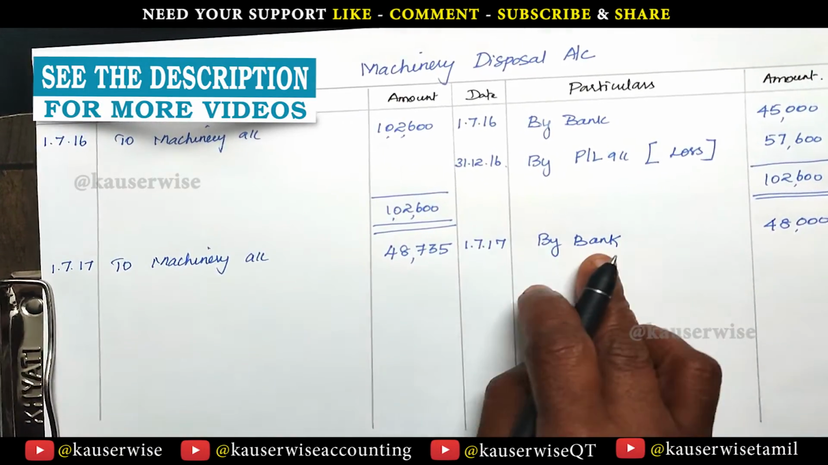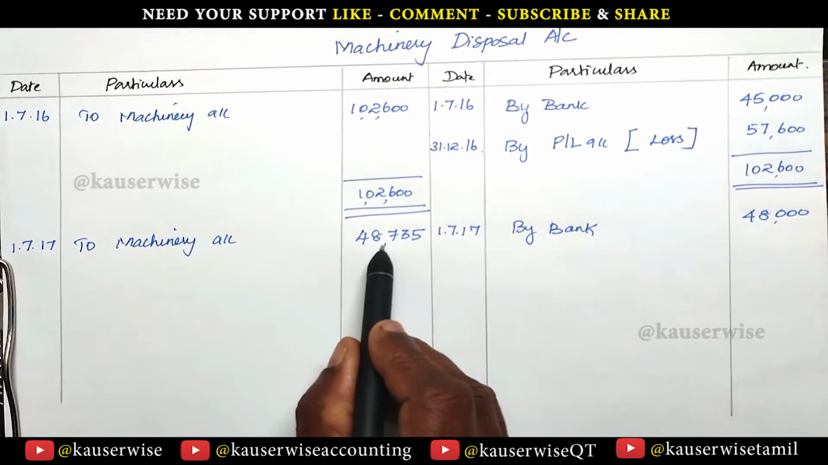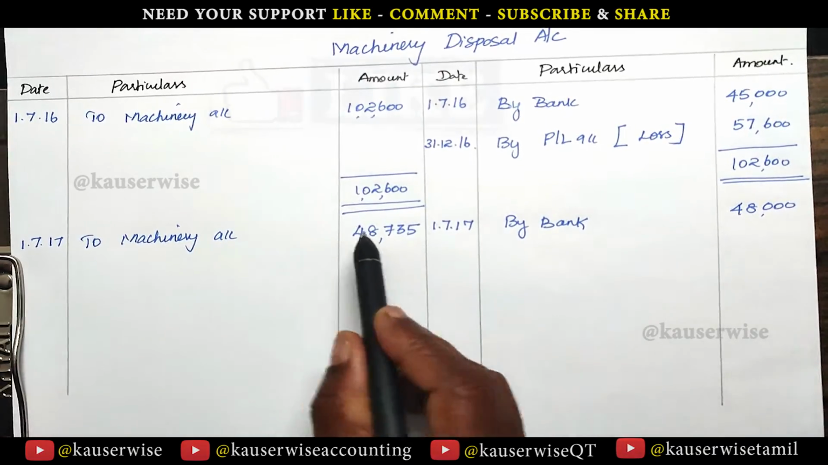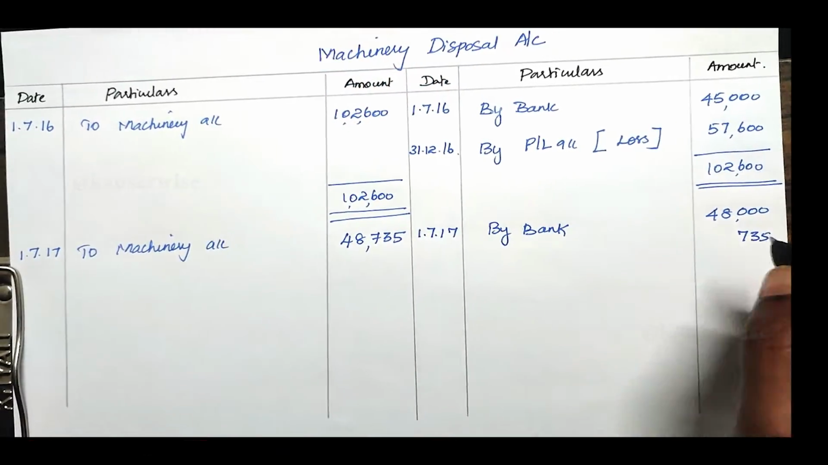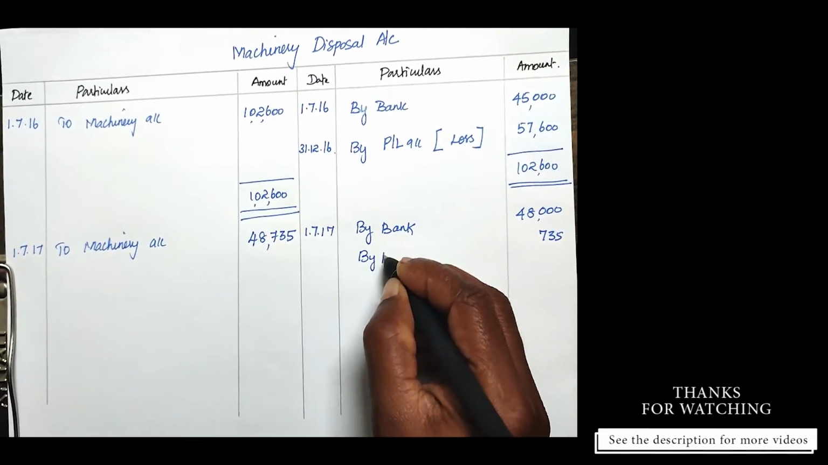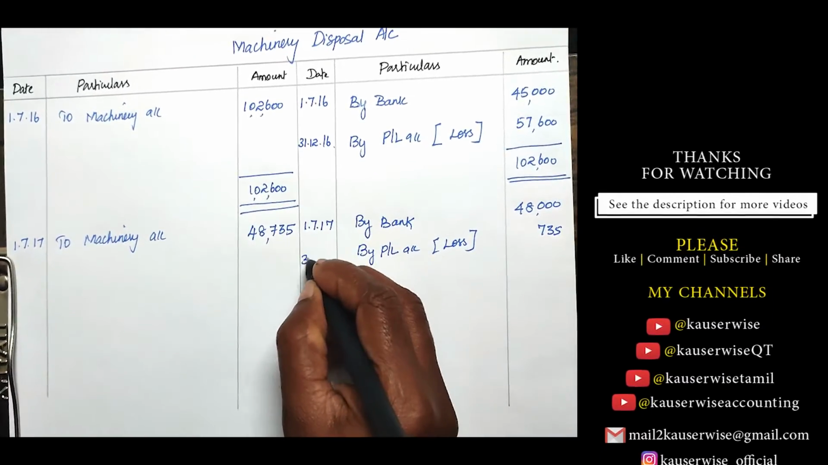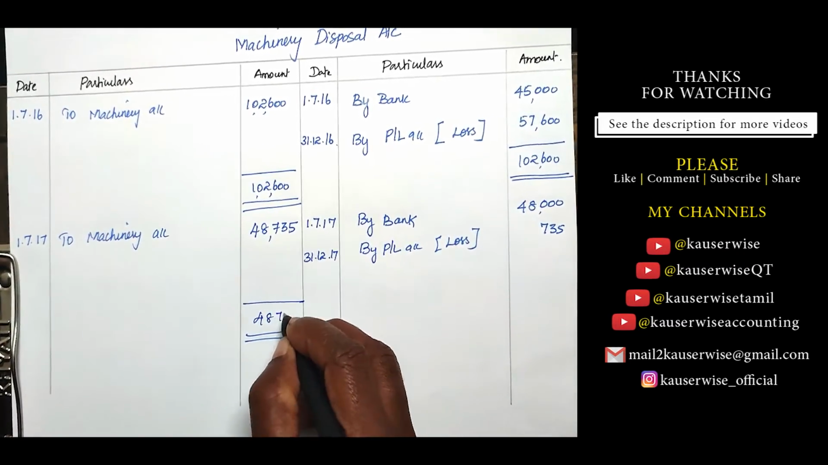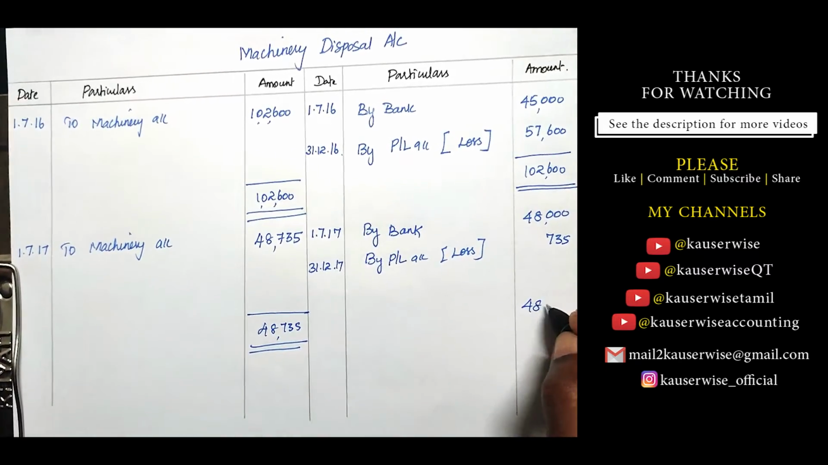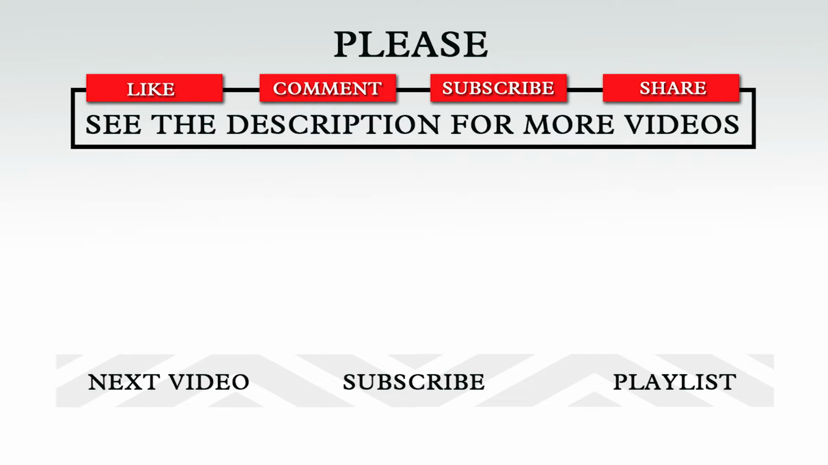So what is the entry? Bank account debit to machinery disposal account on the same day 48,000. Actual value of the machine 48,735 but sold for 48,000. What is the difference? 735. So this is loss. This will be transferred to profit and loss account at the end of the year, that is on 31st December 17. That's all. So this is the way to prepare machinery account and machinery disposal account when provision for depreciation is not maintained. In the next video, we are going to see when provision for depreciation account is maintained.